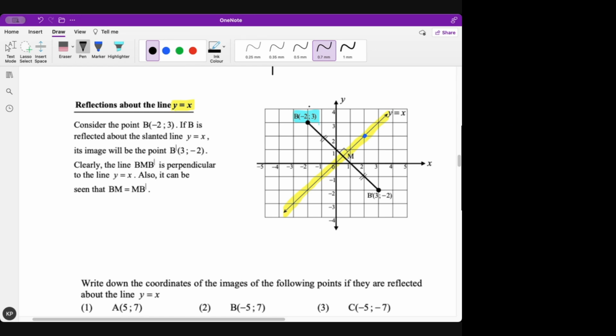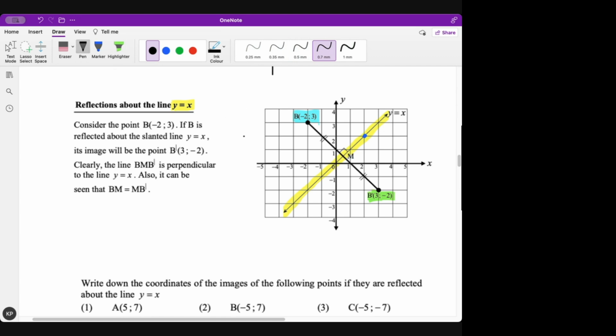Okay, so we go from -2 and 3 and we swap them. So your x coordinate becomes your y coordinate and your y becomes the x, and your new coordinates will then be 3 and -2. There are no sign changes. You just swap the coordinates.